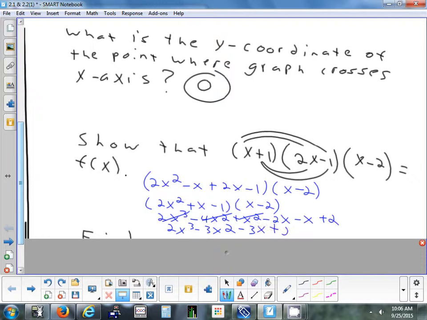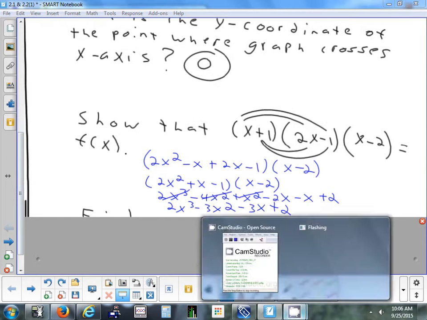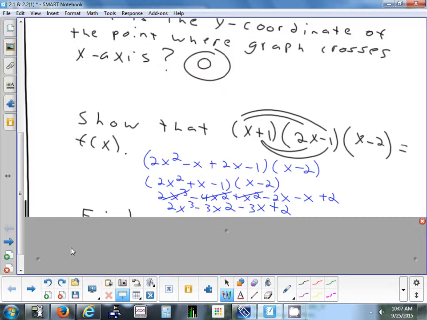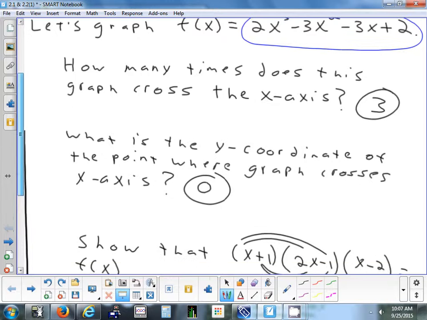And our last step is plus 2. So that does match what we have up above. All right, so as we can see, by distributing it out, this expression is exactly the same as what we had up above. So we just proved that they're equivalent.